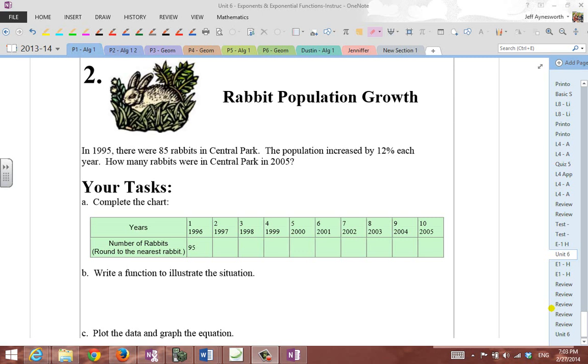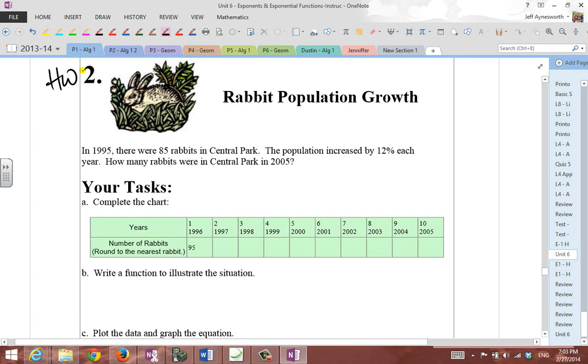All right, this is Mr. Ainsworth, and we're going to get to a homework problem here, number 2, dealing with a population growth problem, dealing with rabbits here. Now, because it's a growth issue, we're going to have to recall the exponential growth function here. But let's first read the problem here.